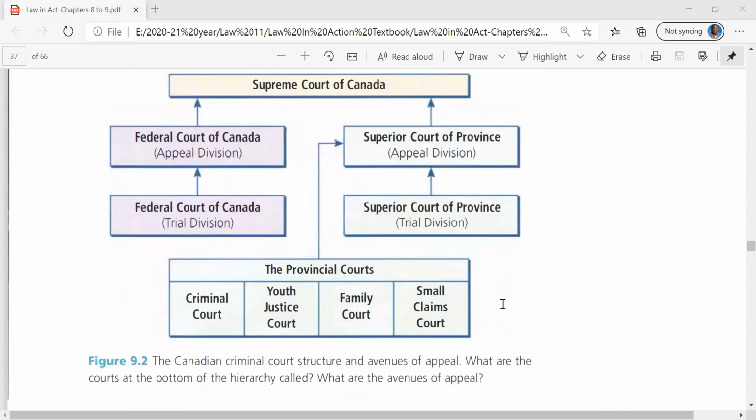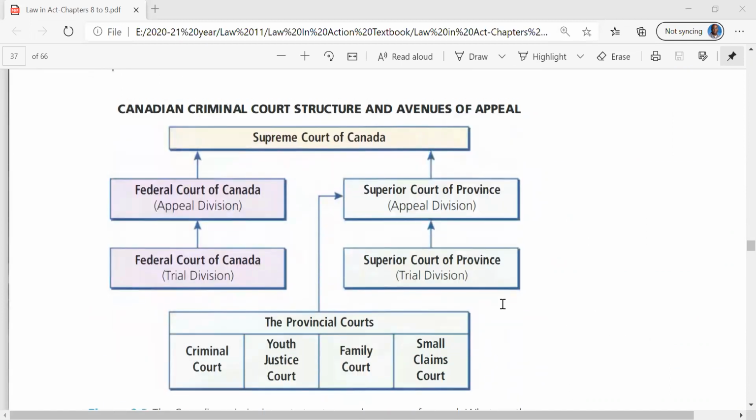So if you want to break down what the courts look like, this is sort of the map of what a court system looks like, right? Remember, we talked about the fact that while the federal law creates the criminal code, it's the provinces that do the day-to-day operation and the actual enforcement of the courts, right? So in provincial courts, you have four distinctions. Criminal court deals with crimes.